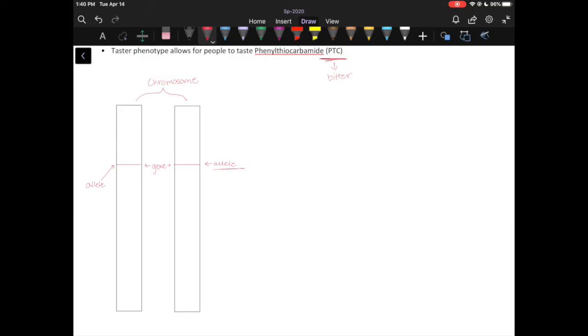And we're going to have different variants of that gene called alleles. And alleles are represented by letters. And the capitalization of those letters, whether it's uppercase or lowercase, matters. So an uppercase letter means that it is a dominant allele. And a lowercase letter means that it is a recessive allele.